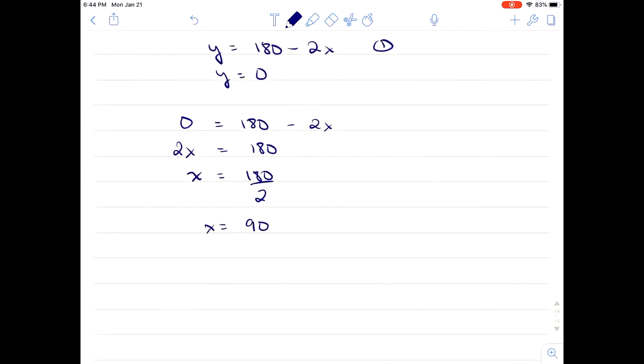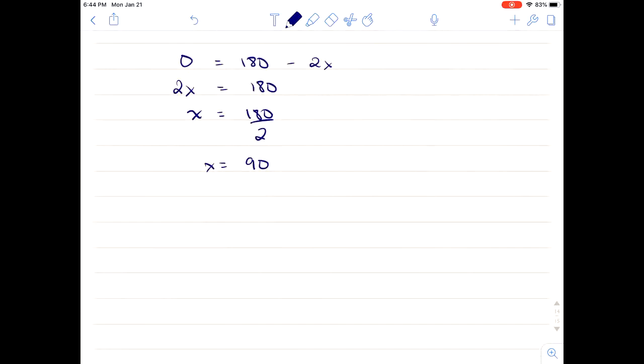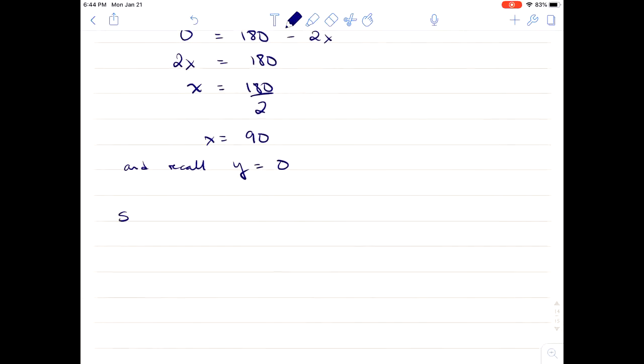So now we know where this line crosses the x-axis. The x-axis is at x equal to 90. And recall that y is 0, because that's the line where we're trying to find it. So D is at 90, 0.